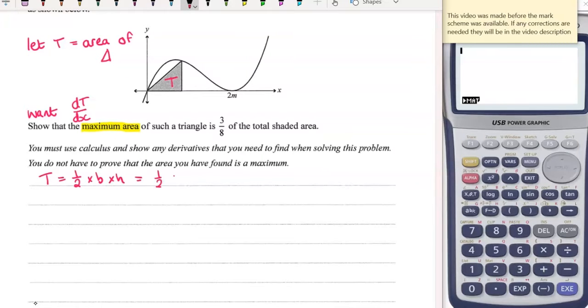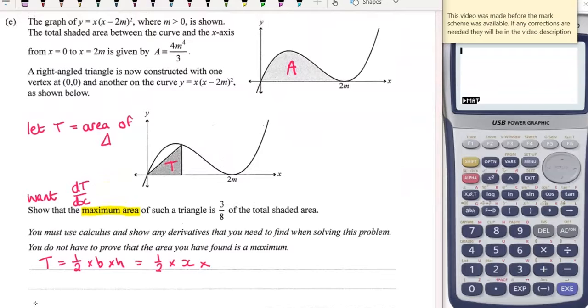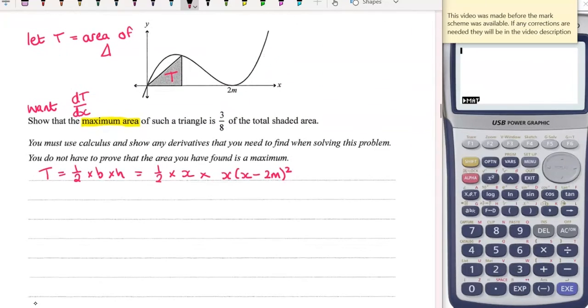So this will be half. Well, the base is the x coordinate, wherever we get to along here. The height will be to find the y value at that x point. And to find y, we've got the equation up here. So that will be to multiply by x minus 2m squared. So this is half x squared x minus 2m all squared.